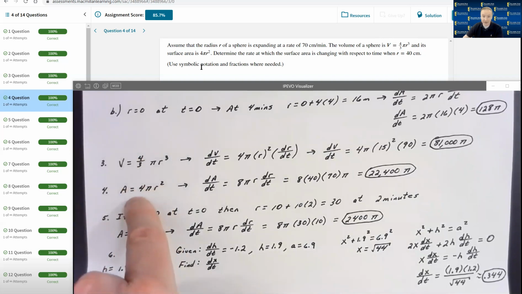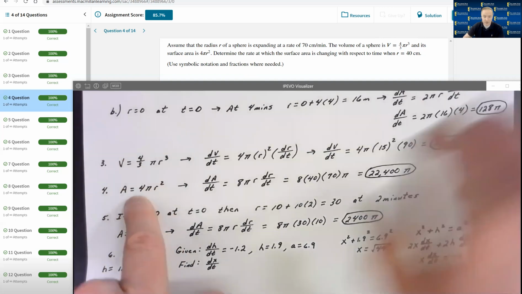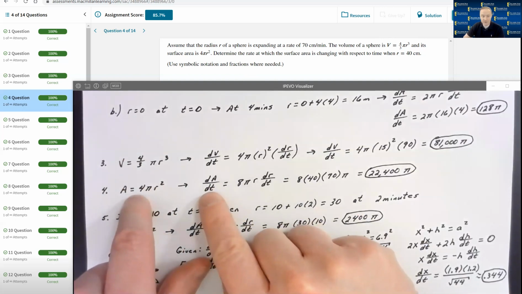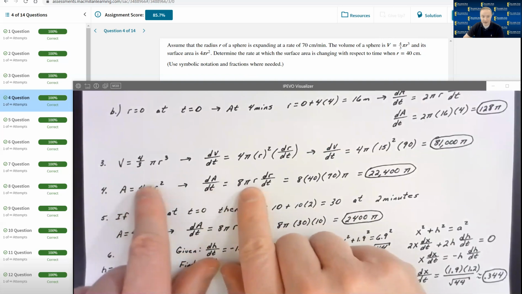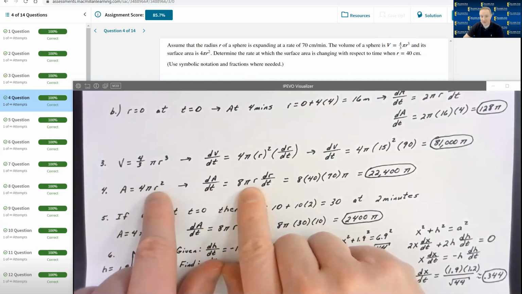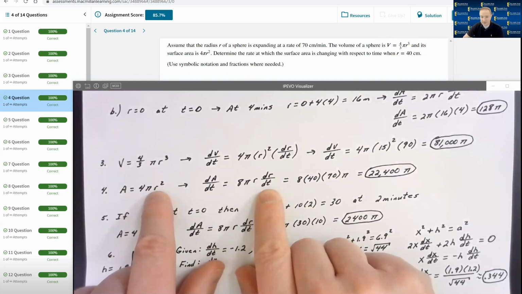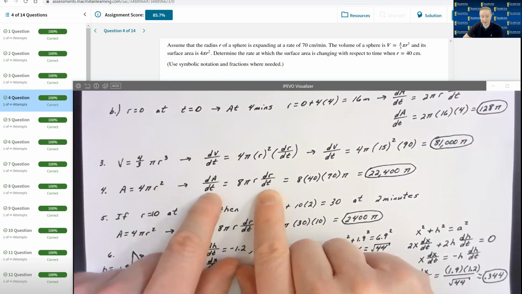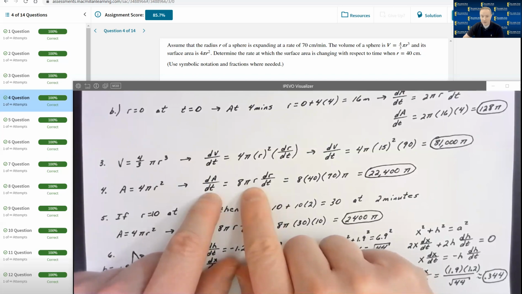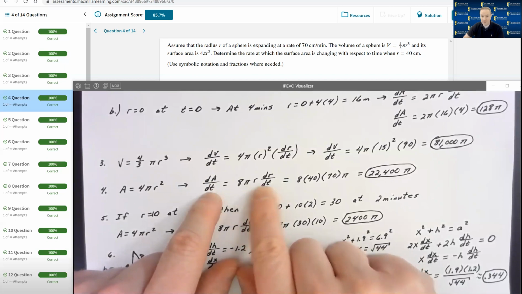So I look at the area formula, and I know surface area is going to equal 4 pi r squared. I take the derivative with respect to time. I get dA/dt is going to equal, 2 comes down, multiplies the 4, I get 8 pi r to the first times the derivative of r, dr/dt. Now I can say, okay, I'm trying to find this dA/dt. Plug everything else in then. We know r is 40 at the point of interest. We know dr/dt, it's expanding at a rate of 70 centimeters per minute.